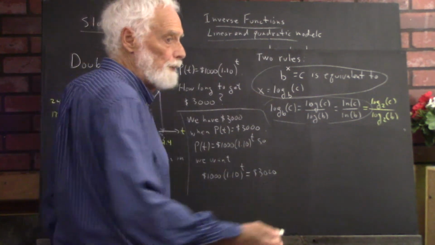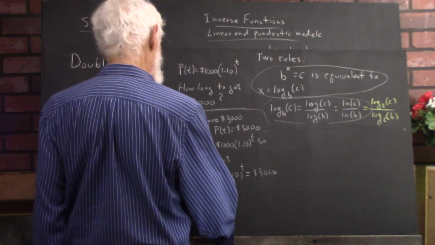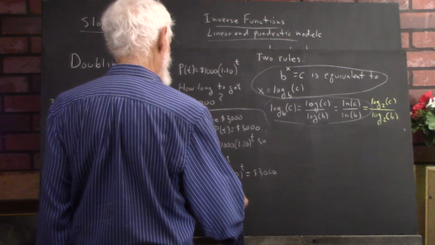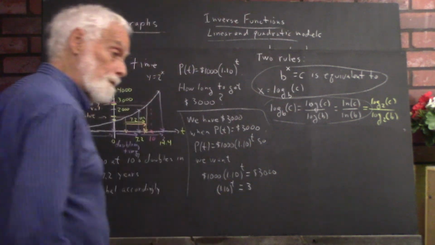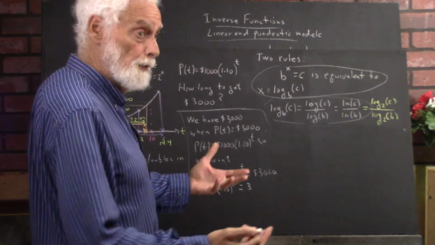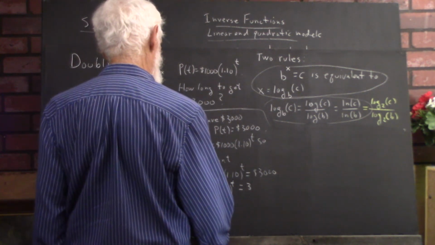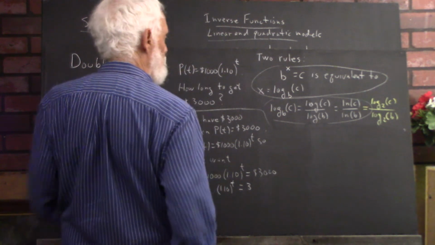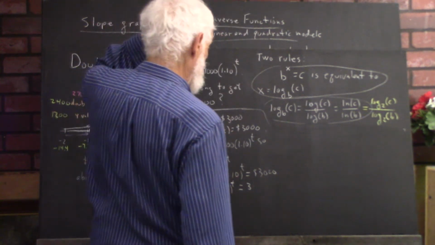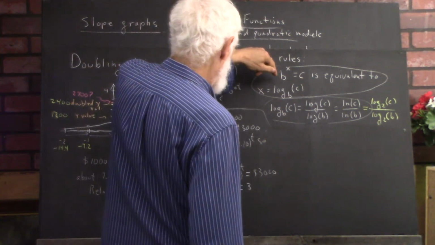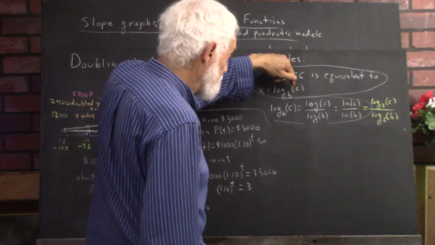Well, we can start by using just basic algebra. We can divide both sides by $1,000. So we get 1.10 to the t equals 3. $3,000 divided by $1,000 is 3. So, using our rule here, of course we've got a t instead of an x, but that's not going to do us any harm. It's going to be b to the t equals c. It's got to be equivalent to t equals log base b of c.